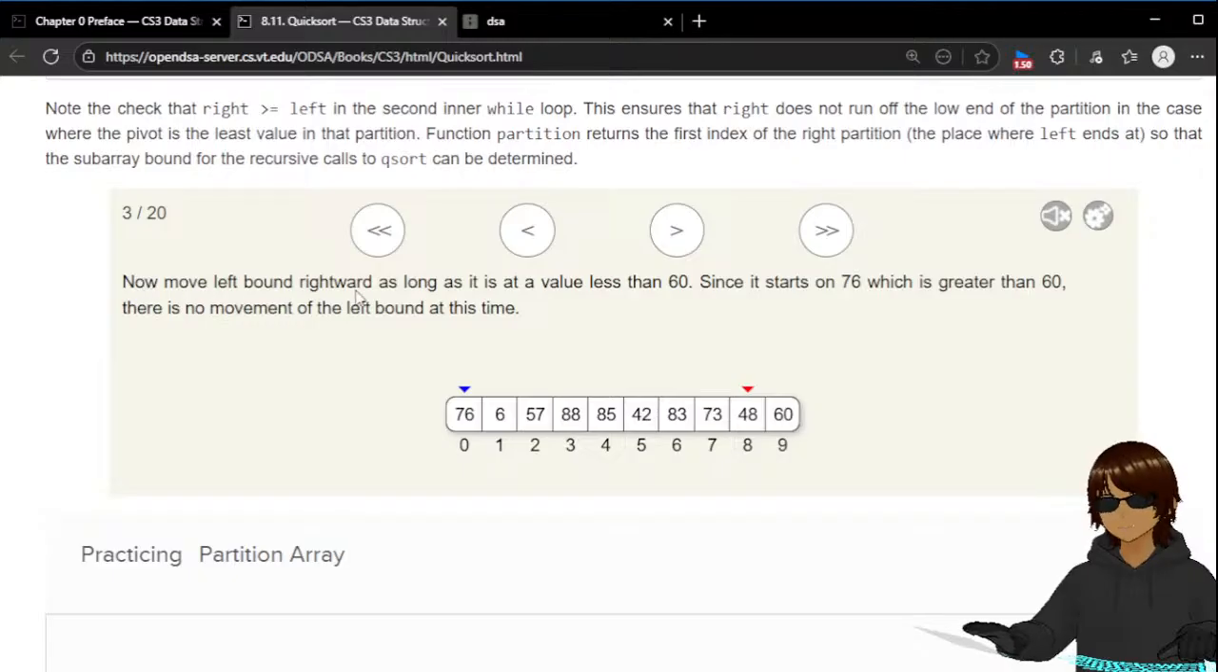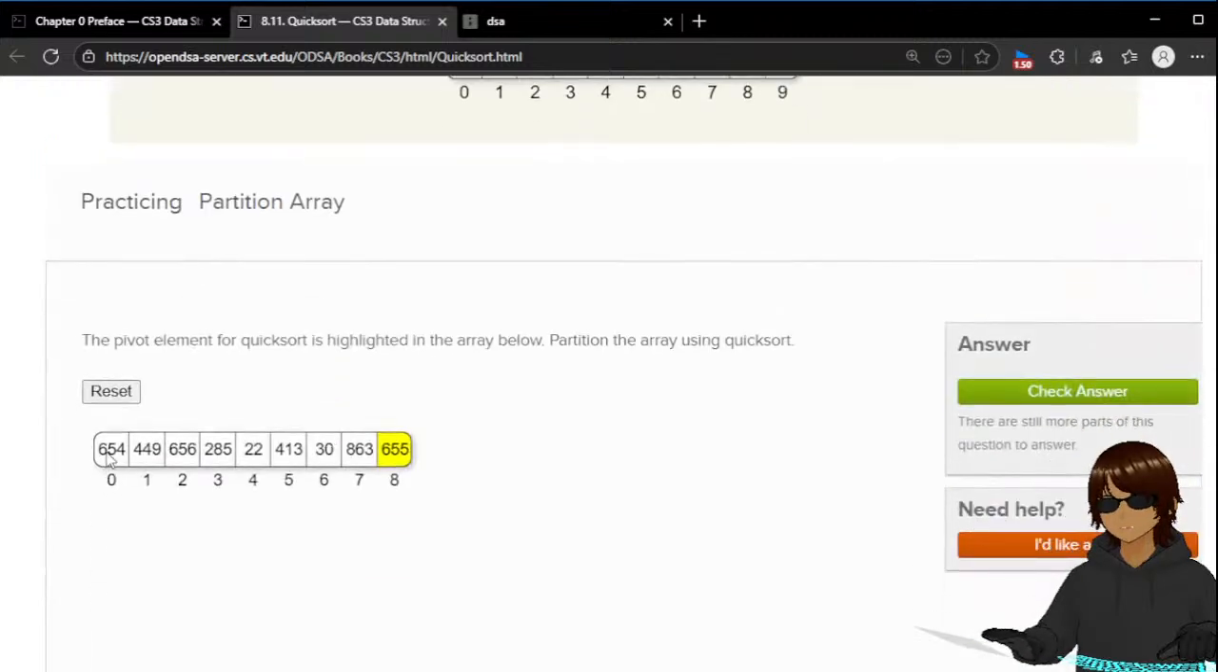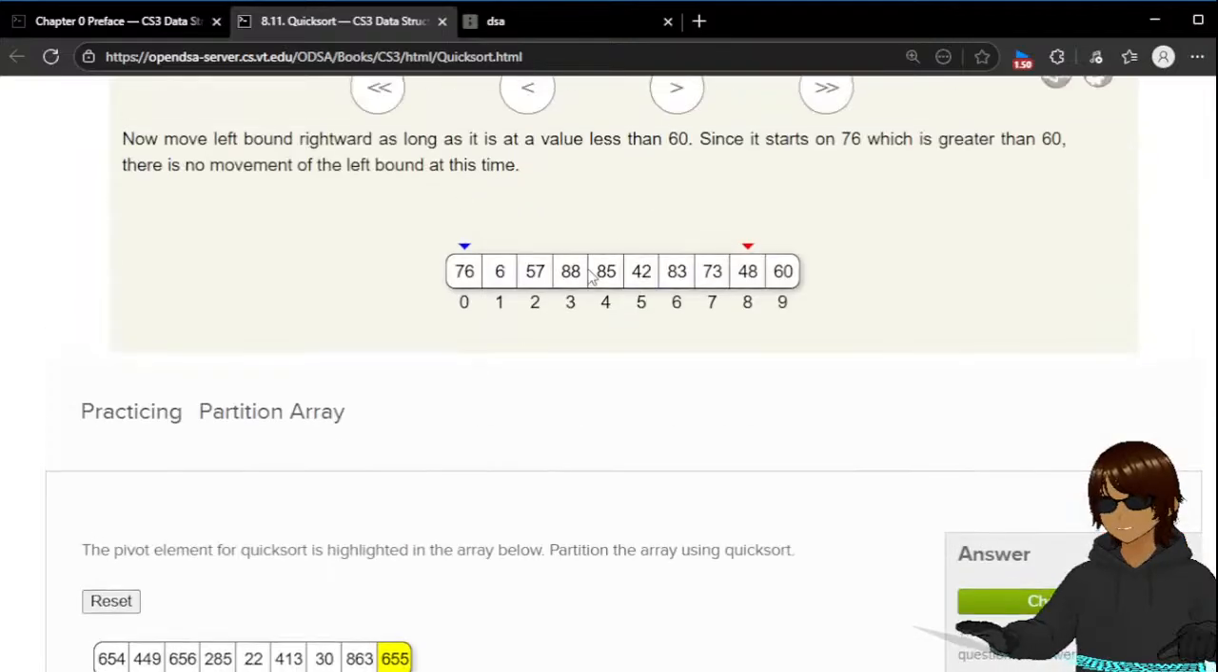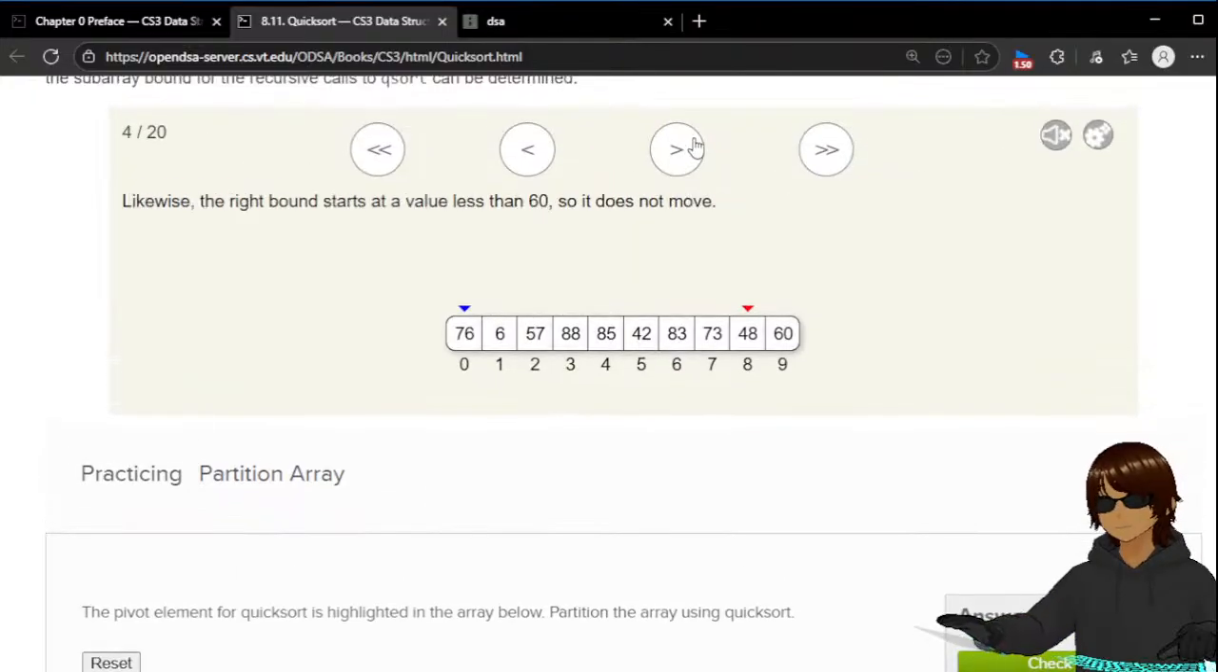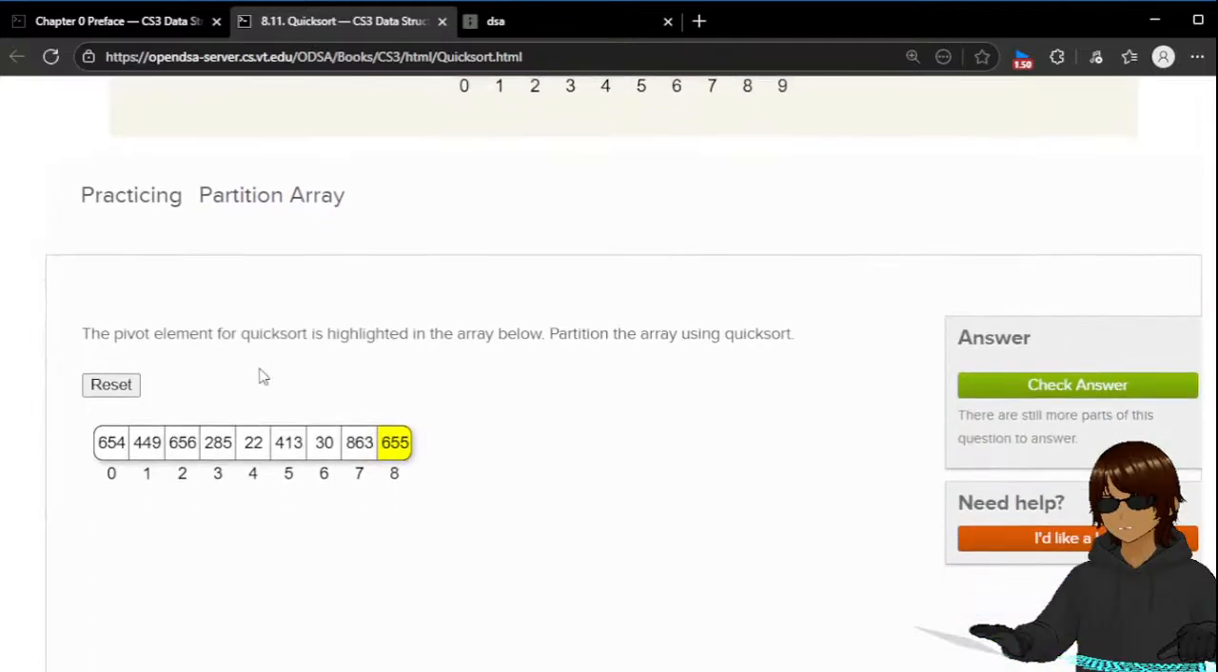Now move the left bound rightward as long as it is at a value less than 60. So this goes inwards as long as it's less than 65, but it's not less than 60, 65. Now it goes right as long as it's less than 65, so we end up with 30, right? The right bound starts at a value less than 60, so it does not move. Swap the values. This does not move. 30, however, will swap, right?